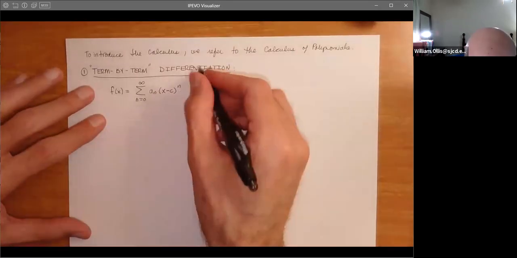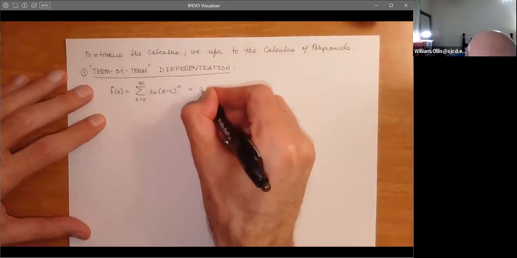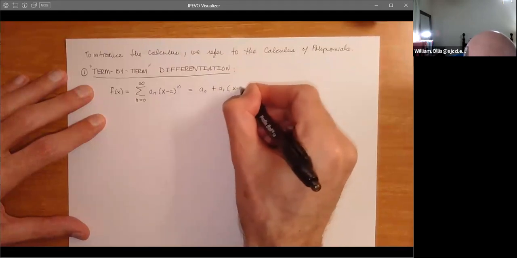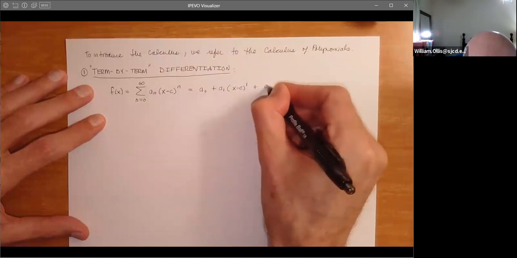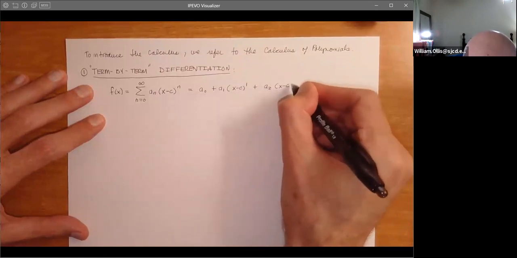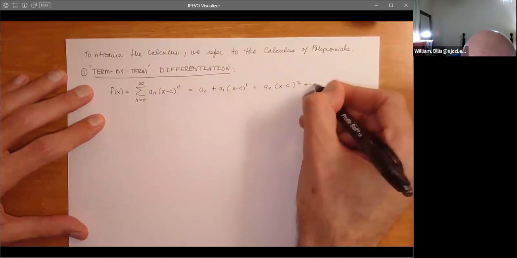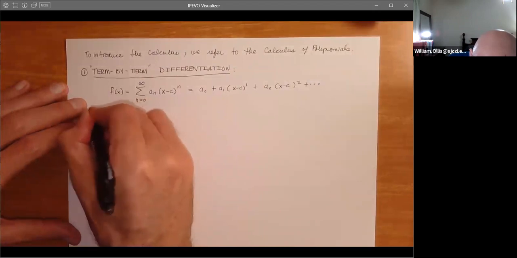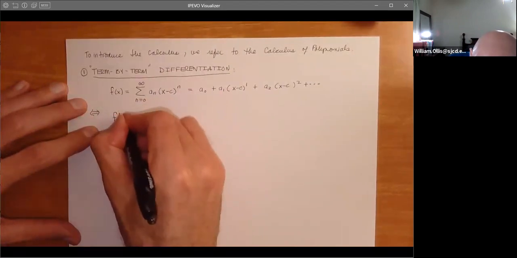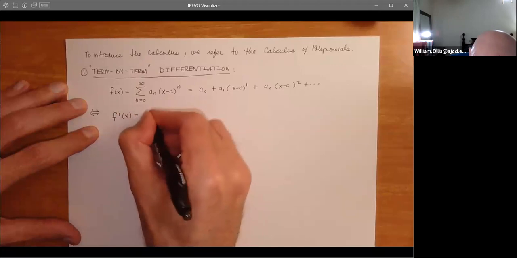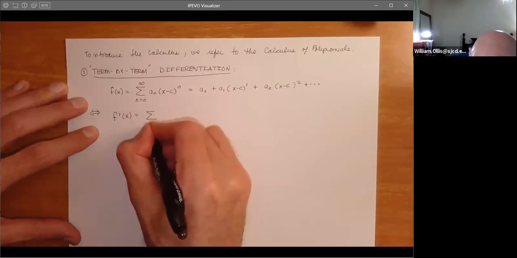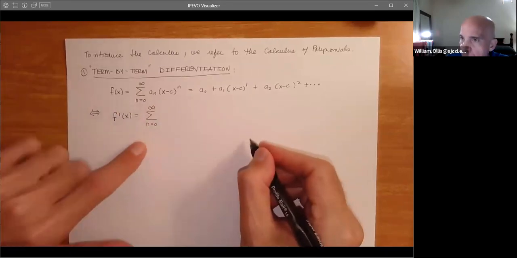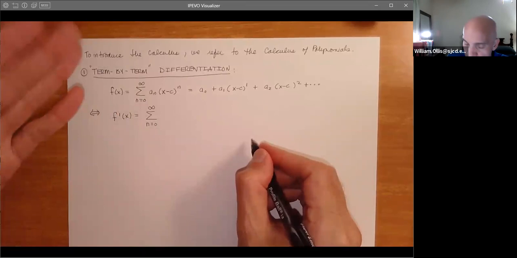So the idea here is that we can think of this as a sub 0 plus a sub 1, x minus c to the 1, plus a sub 2, x minus c squared, etc. So term by term, f prime. We can think about differentiating the nth term and see what we get, and then maybe adjust the series index-wise, maybe because we have some zero terms.